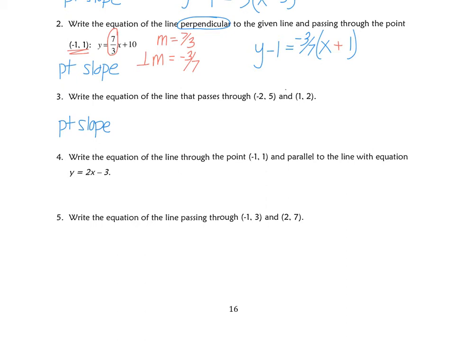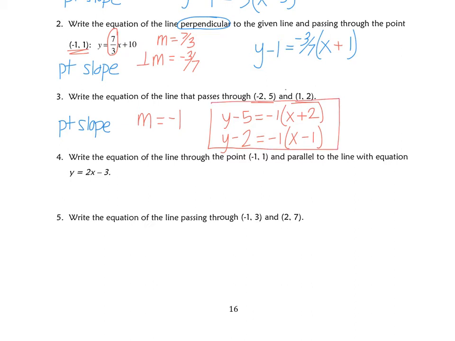The slope for number 3 should have been -1. I use that slope and either of the points. My first equation could look like this. Notice my x +2. Or it could be using the second point, same slope with a -1. Either answer is acceptable. It doesn't matter.